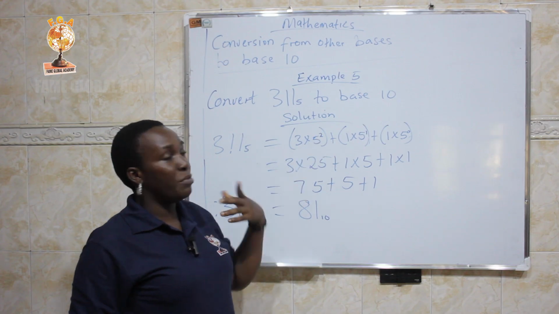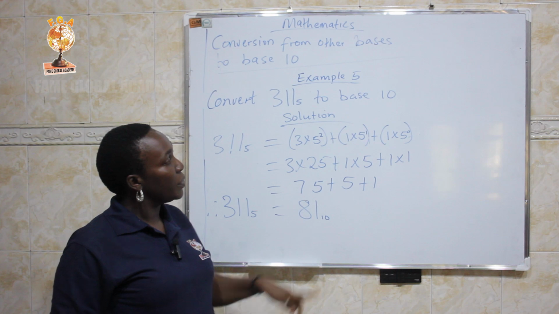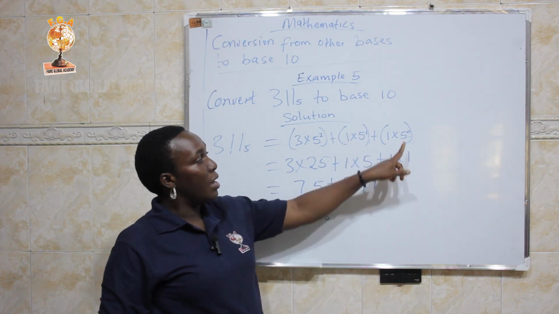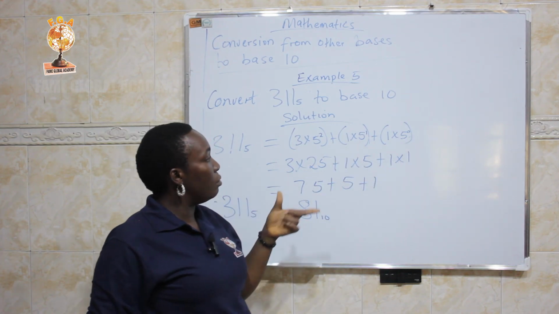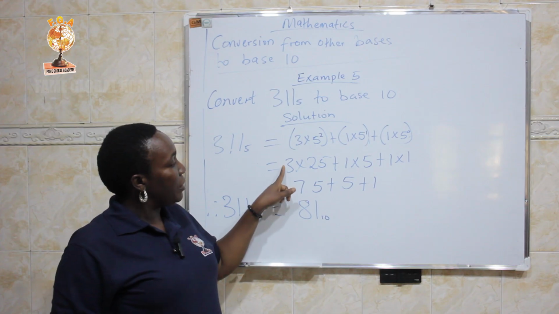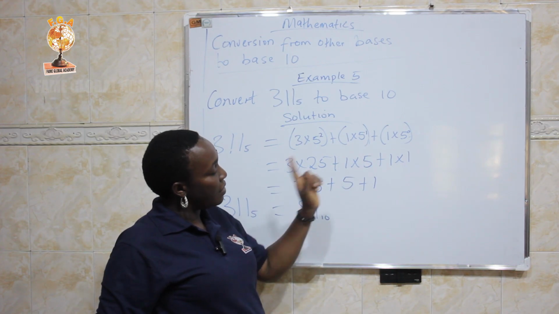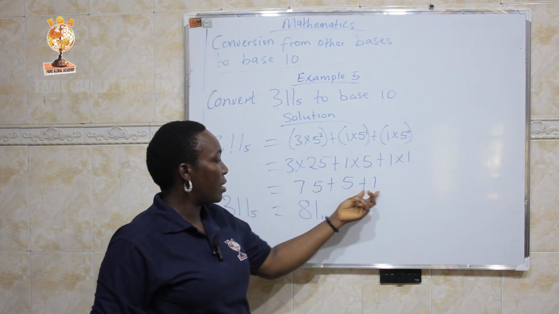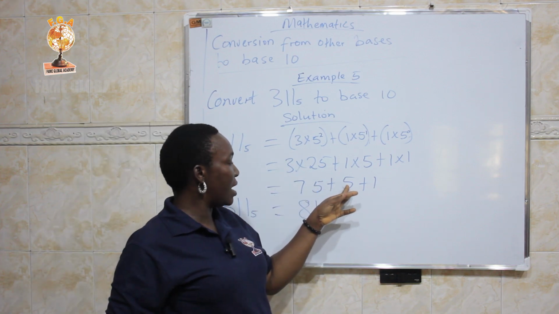5 raised to the power of 2 means 5 times 5, which is 25. Multiply it with your 3. Then 5 raised to the power of 1 is 5, which is what we have here. And 5 raised to the power of 0 is 1, which is what we have here. So you multiply all of them. And 3 times 25, that will give us 75. 1 times 5, that will give us 5. And 1 times 1, that will give us 1. When you add everything together, 75 plus 5 will give us 80.